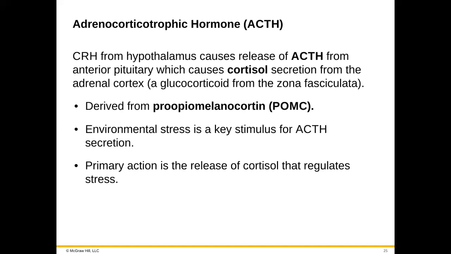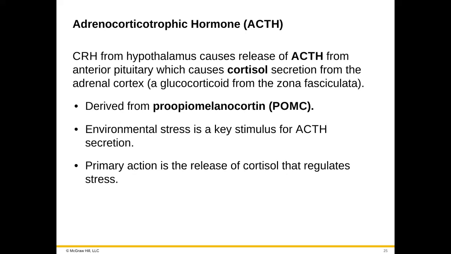Adrenocorticotropic hormone, also known as ACTH. So we have the CRH from the hypothalamus that's going to cause the release of ACTH from the anterior pituitary. And what this is going to do is cause cortisol secretion from the adrenal cortex. We're going to learn a little bit later, this is a glucocorticoid coming from the zona fasciculata of the adrenal cortex.